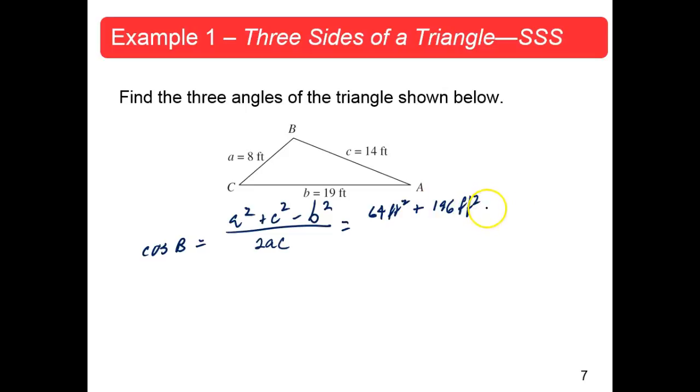And 19 squared is 361 square feet. Okay? Divided by 2 times 8 feet times 14 feet. All right. Now, I put the units in for a reason.